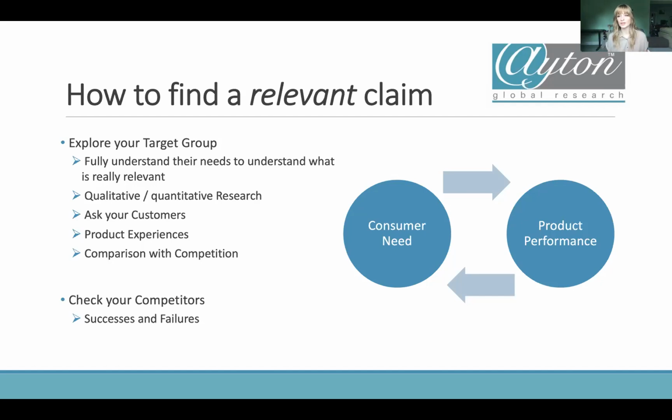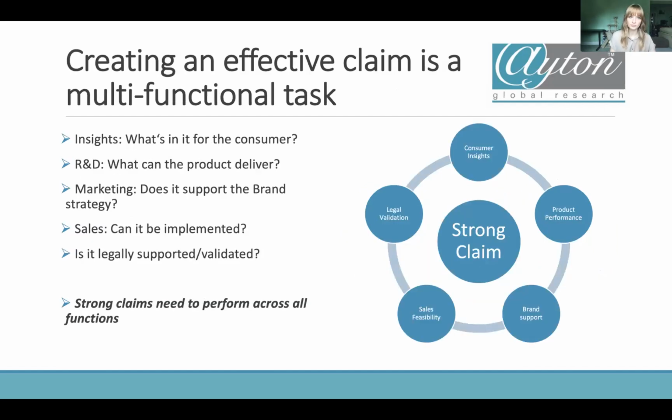You should always be thinking of it as product performance and consumer need. What can your product achieve, and what do the consumers actually want? And that's how you can really find a relevant claim. Of course, creating an effective claim is a multifunctional task. So we've got to think about everything together and make sure we're always relating it back to what we're trying to say about our product.